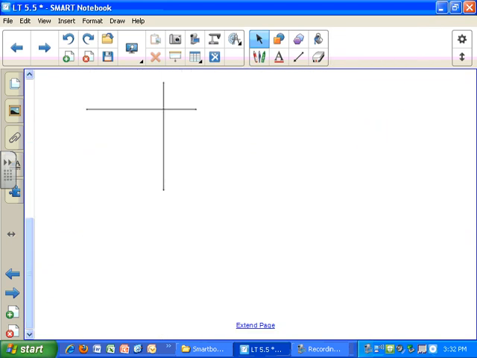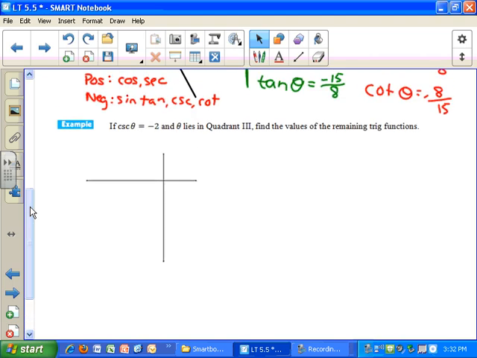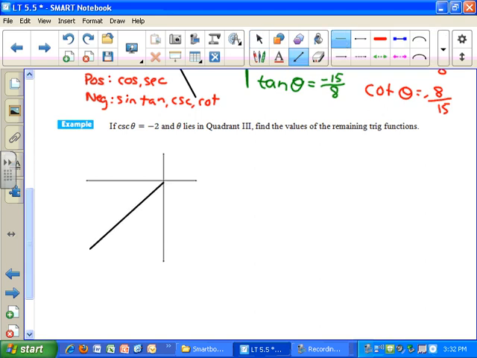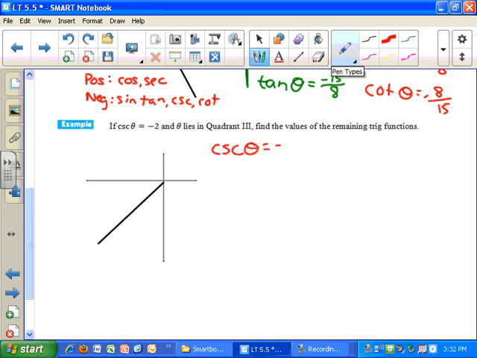And the last example tells us that the cosecant of theta is negative 2, and that theta lies in quadrant 3. So I know my terminal side is going to be somewhere down here, but I'm not exactly sure where to put it. I don't know if it's going to be closer to there or closer to there. So I'll just kind of estimate somewhere in the middle, and if I need to change it later, I can. But the information says that cosecant of theta equals negative 2, and I can write that as negative 2 over 1 to help me identify how long each one of the sides is.